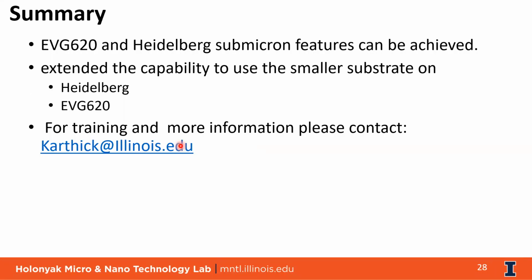In summary, in EVG and Heidelberg, you can achieve sub-micron features if you have a very good uniform coating of photoresist and controlled exposure. And we have also extended our capabilities on the EVG and Heidelberg systems by using smaller substrates. If any of you are interested in getting smaller substrate exposure done on any of the systems, you can contact me, write me an email, or fix an appointment, so we can discuss more.